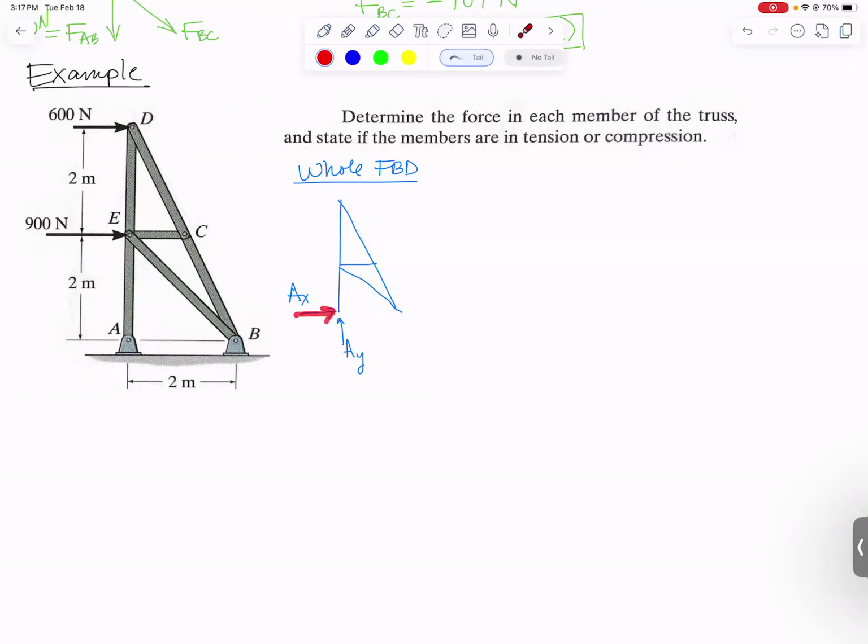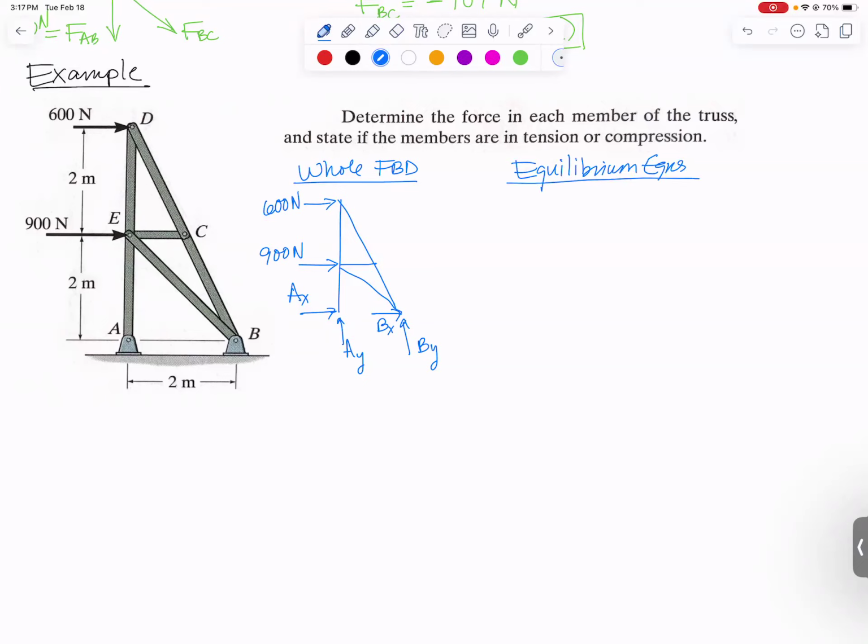At a pinned support, you draw AX and AY. And we also have a pinned support at B. So let's draw a BX and BY and just guess a direction. Then up at the top, someone was pushing with 600 newtons to the right, and at point E, someone's pushing with 900 newtons to the right. Once we have a free body diagram, we can write equilibrium equations to go with it.